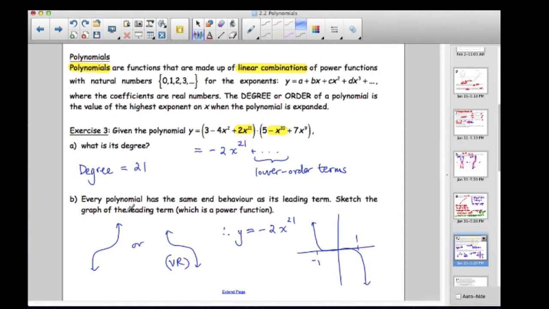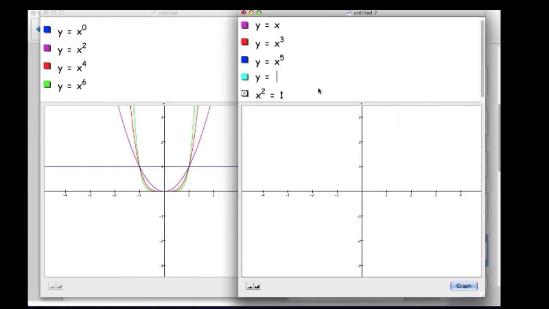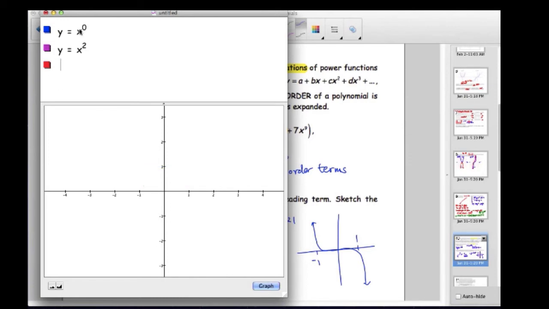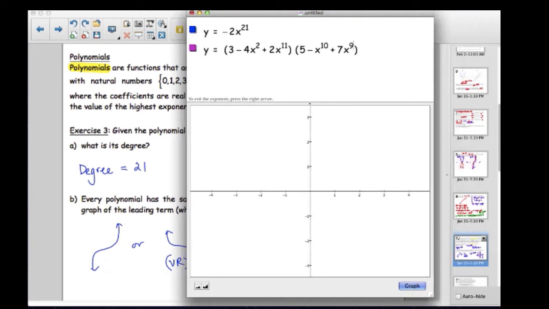Let's just see a graph that shows that every polynomial has the same end behavior as its leading term. In fact, I'll get rid of this grid, and we'll take a look at y equals -2x raised to the 21, and our actual polynomial, which is y equals 3 minus 4x squared plus 2x to the 11 times 5 minus x to the 10 plus 7x to the 9. In fact, we're going to look at the purple graph first. And it's very difficult to see.